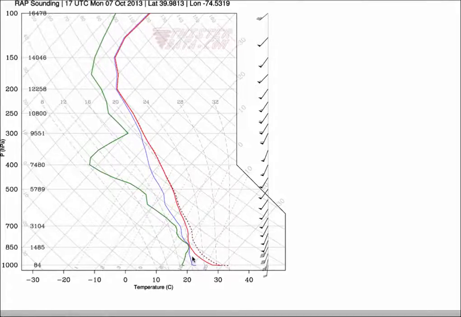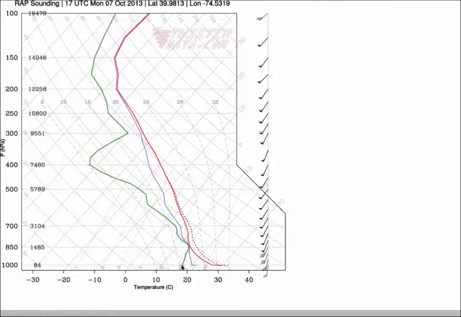And this blue line would be what the temperature would be if the red and green lines got together, basically condensation or evaporative cooling, okay? So this would be what's called your wet bulb temperature right here.